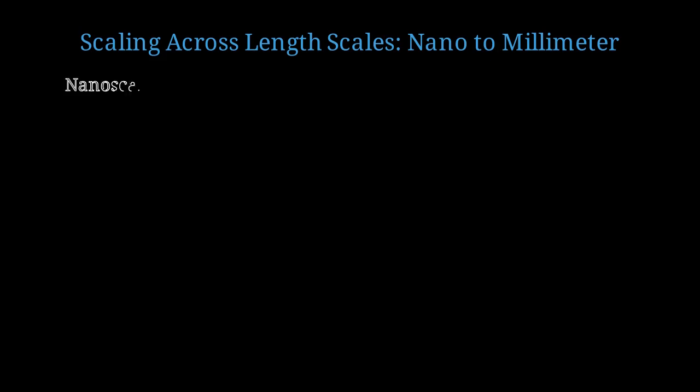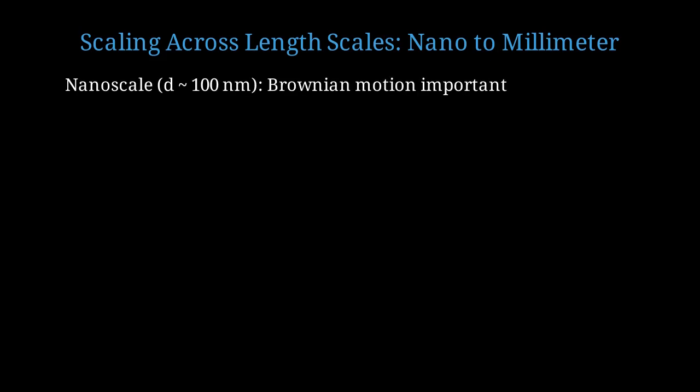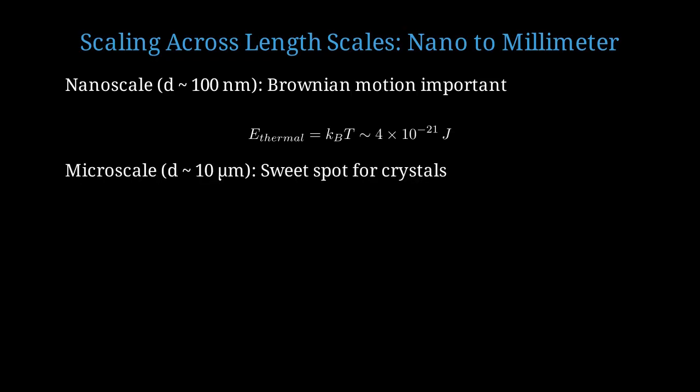Now let's zoom out and think about how this physics changes as we go from nanometer to millimeter scales. At the nanoscale, around 100 nanometers, Brownian motion becomes very important. Thermal fluctuations can disrupt the structure. You need very high frequencies to overcome thermal noise. The thermal energy equals Boltzmann constant times temperature, which is about 4 times 10 to the negative 21 joules at room temperature. At the microscale, around 10 micrometers, we're in the sweet spot. Brownian motion is weak enough to ignore, but particles are small enough to have low Reynolds numbers. This is where crystals form most easily.